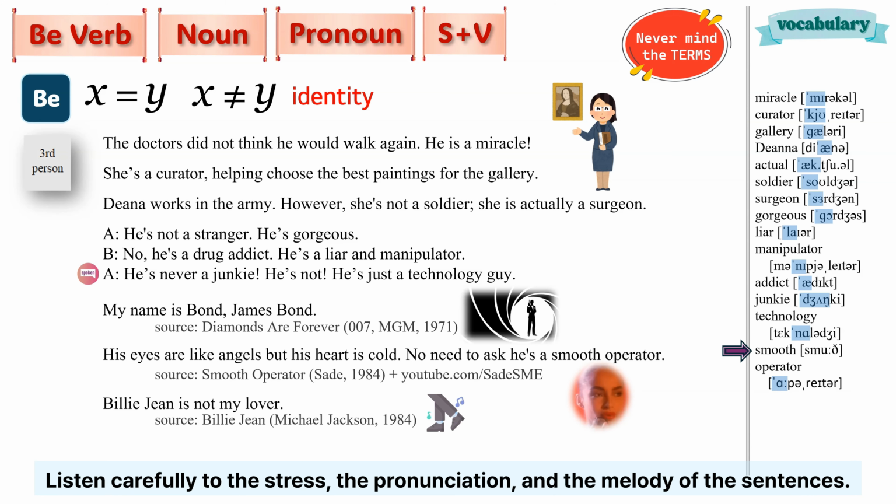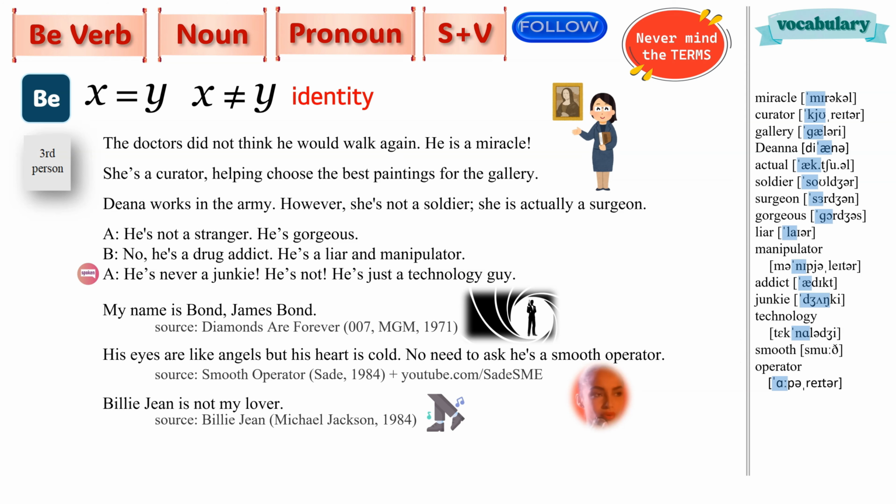Listen carefully to the stress, the pronunciation, and the melody of the sentences. Try to copy them exactly. The doctors did not think he would walk again. He is a miracle. She's a curator, helping choose the best paintings for the gallery. Deanna works in the army. However, she's not a soldier. She is actually a surgeon. He's not a stranger. He's gorgeous. No, he's a drug addict. He's a liar and manipulator. He's never a junkie. He's not. He's just a technology guy.